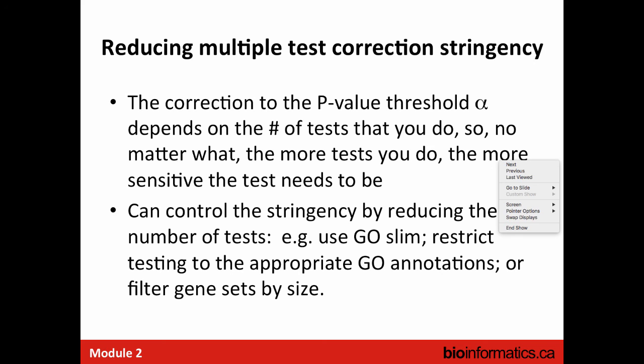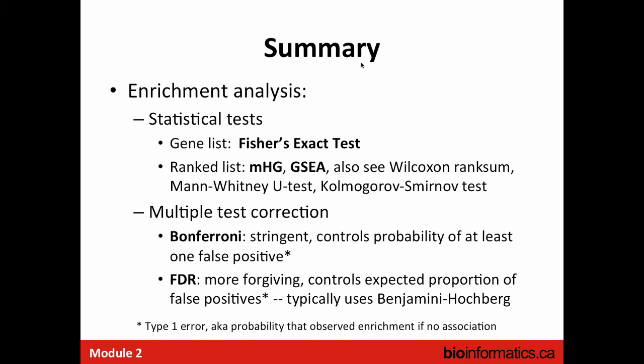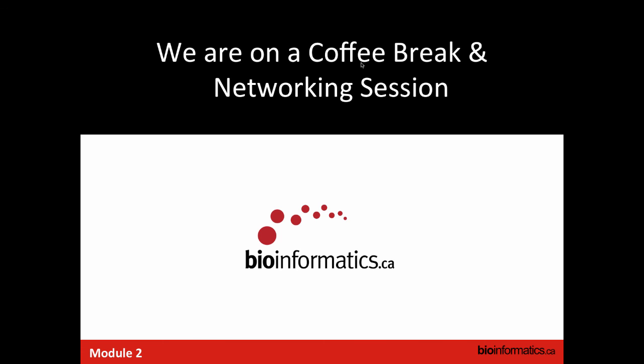So you can reduce the stringency by not doing tests for things you're never going to be able to detect enrichment for. Okay, so that was the last point I wanted to make. There's a summary. I'm over time, but I'm happy to stay up here to answer questions.